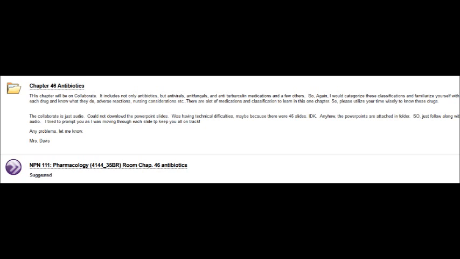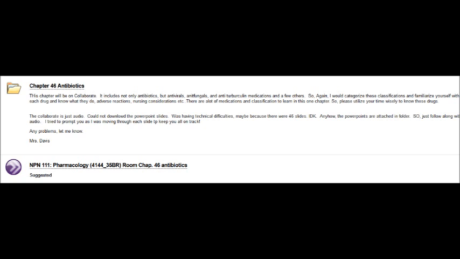So the uses is it treats broad spectrum gram-positive and gram-negative, as well as anaerobic infections. So you see these mainly in your skin and skin structure infections caused by E. coli, Staph aureus. Tygacil is pretty susceptible to these organisms, especially if they're intra-abdominal infections.